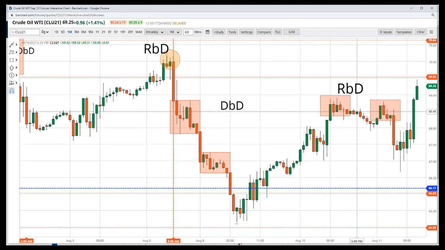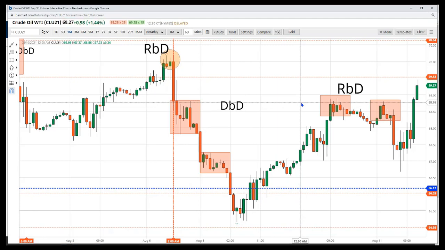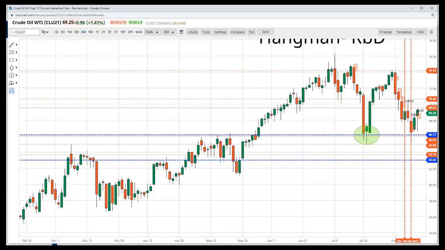Now we do see a couple of drop-base rally-based drops, kind of all at an equal level. So where could we be in the 60-minute time frame? We could be starting a cycle of rally-base rallies, right? Might be a buying opportunity moving forward.